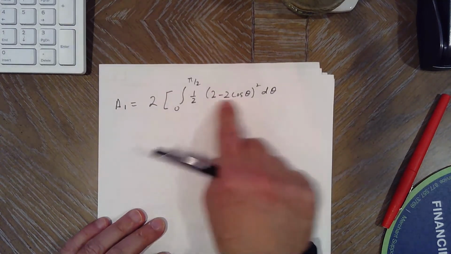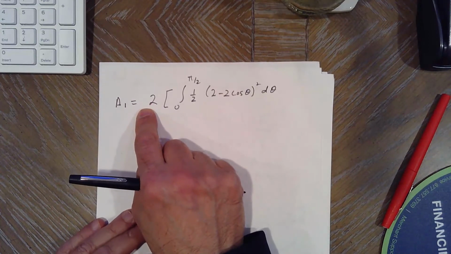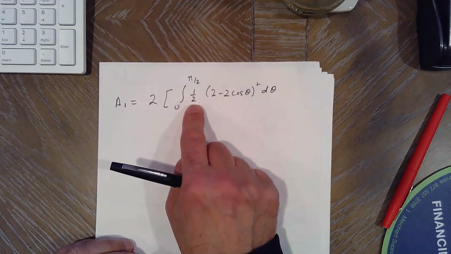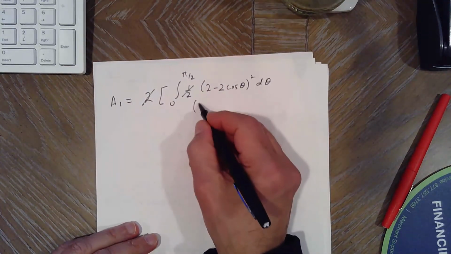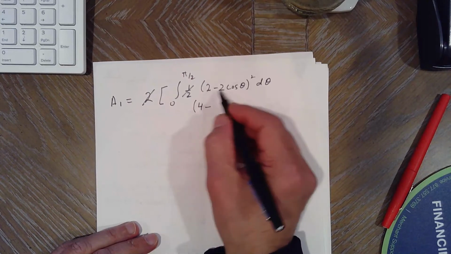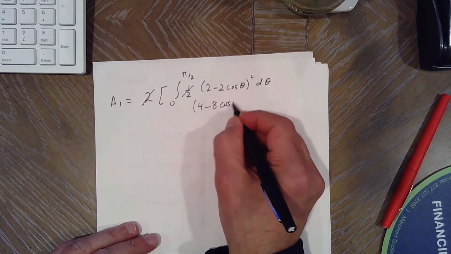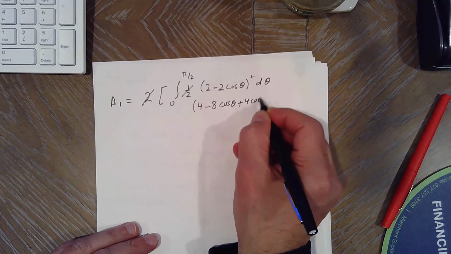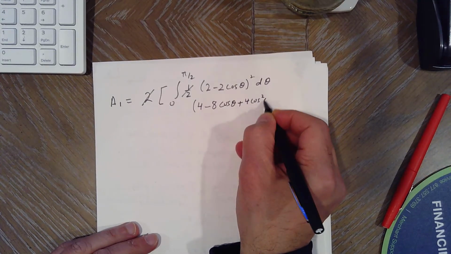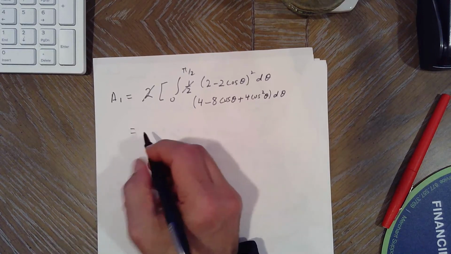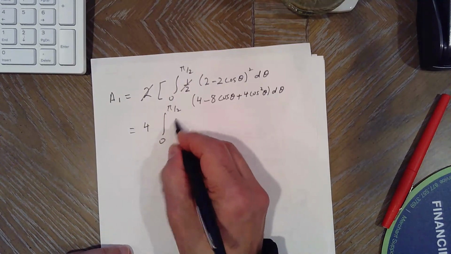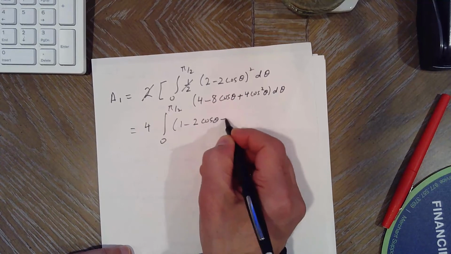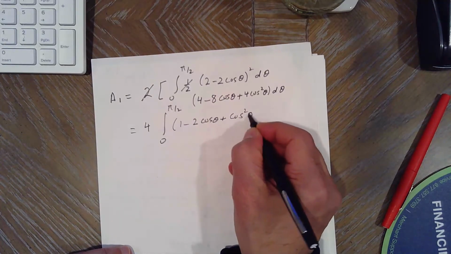So if we FOIL this, well, the 2 times 1/2 is going to cancel out. Okay, if we FOIL this, it's going to be 4 minus 8 cosine theta plus 4 cosine squared theta d theta, which we can factor the 4 out to make it easier. That's the integral from 0 to pi over 2 of 1 minus 2 cosine theta plus cosine squared theta.